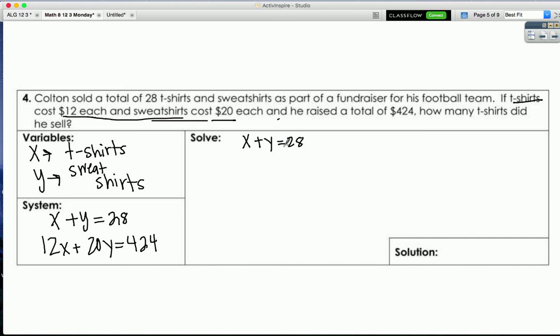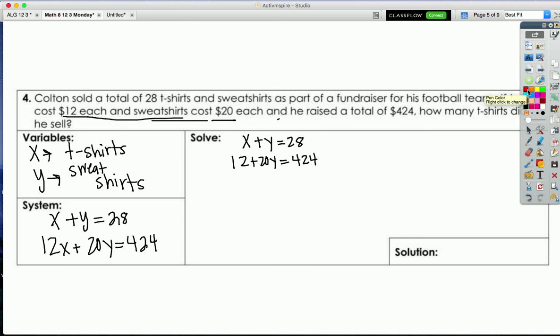So now that we have our system, this is number 4. This time both the x and the y are alone, so if you wanted to use elimination, we could easily make either one of them cancel out. We'll do 12 because then we'll have to multiply by a smaller number. So if the bottom has a positive 12, we're going to have to multiply the top equation by negative 12.